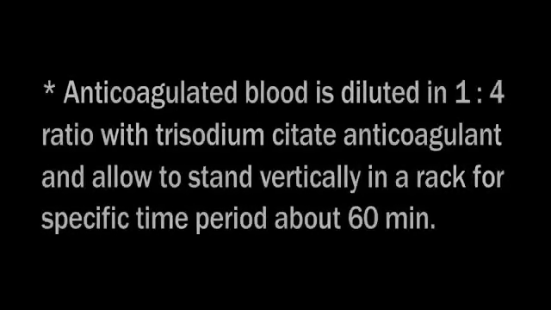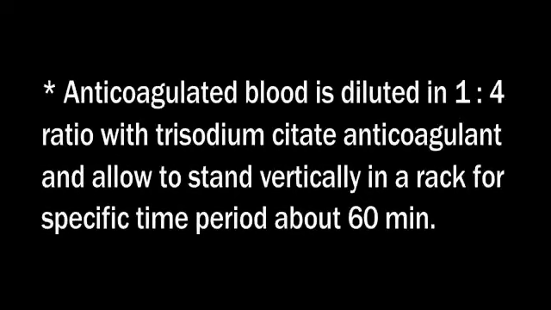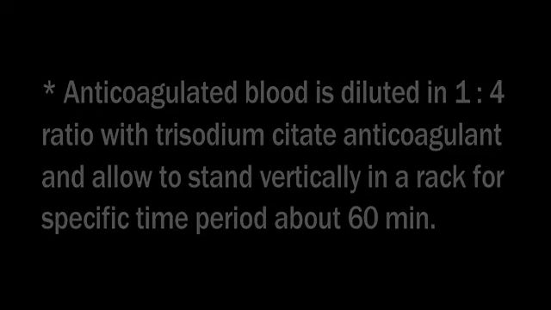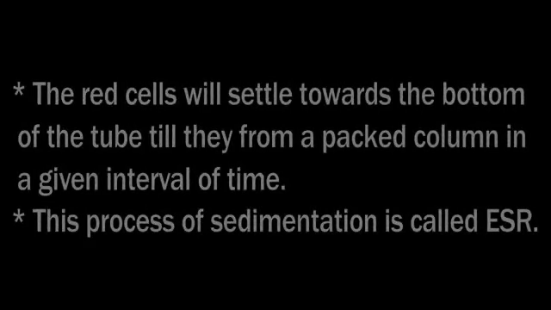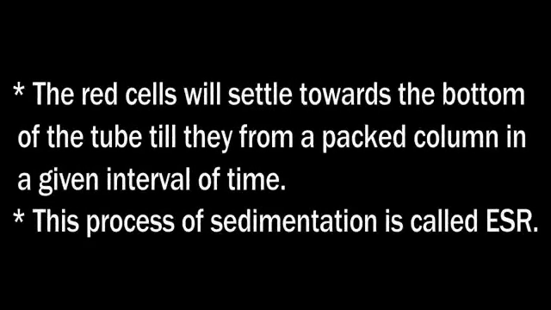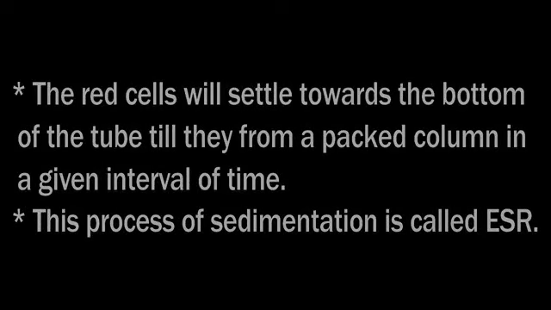In this ESR test, the anticoagulated blood is diluted in 1:4 ratio with trisodium citrate anticoagulant, and it is allowed to stand vertically in a rack for a specific time period, about 60 minutes. The red cells will settle down at the bottom of the tube till they form a packed column in a given interval of time. This process of sedimentation is called ESR.